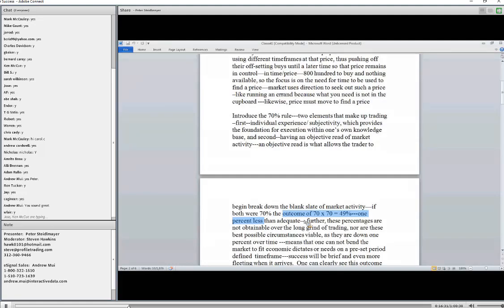So the idea to strive to be perfect as a trader is a big, big mistake, and markets won't bend financially to what you want to do.